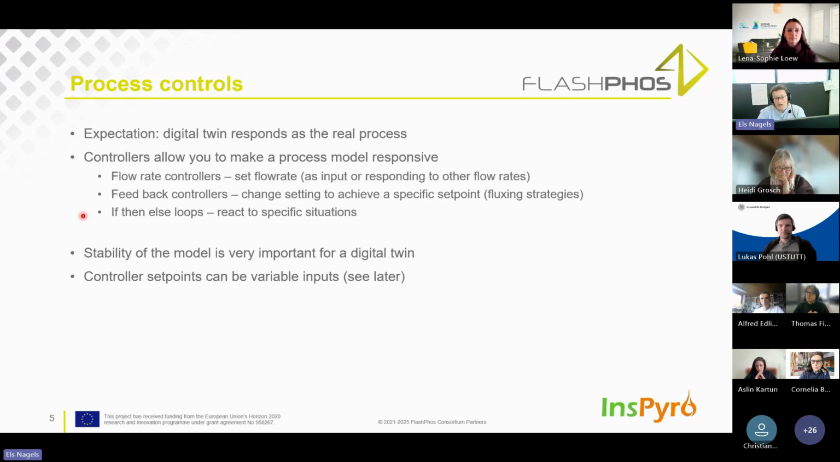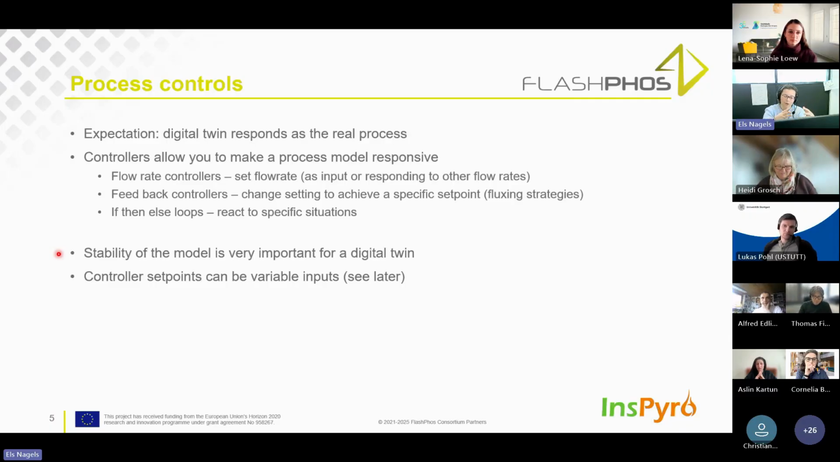These types of controllers are implemented for every set point, for every response that you expect from your model. And by making them, we have to look carefully at the stability. I mentioned this earlier. These controllers need to converge to a solution. It's different for a digital twin than when you make a model to answer a question.